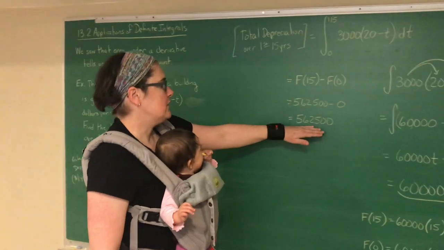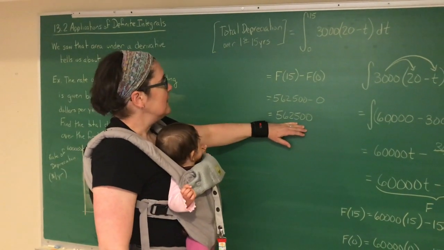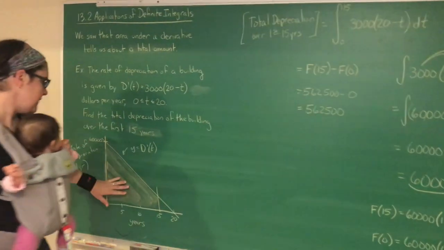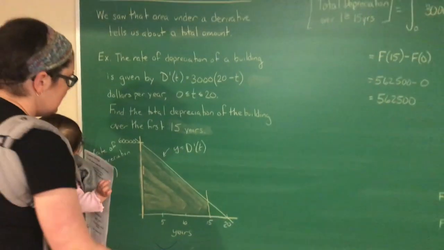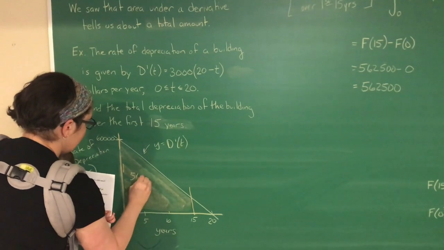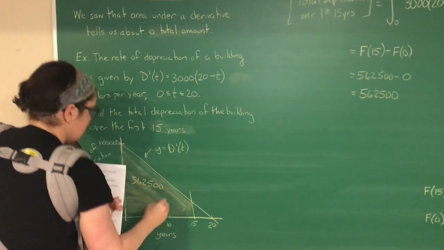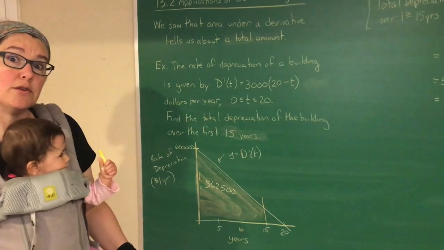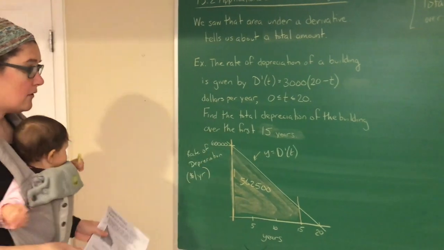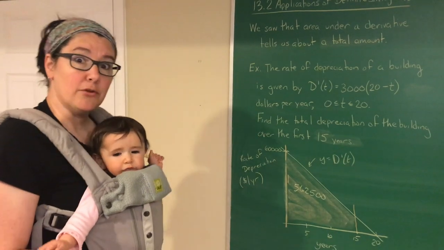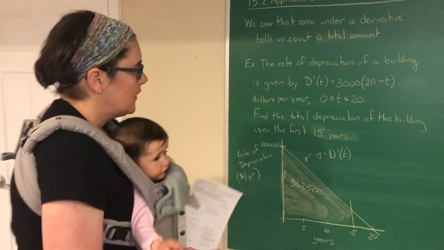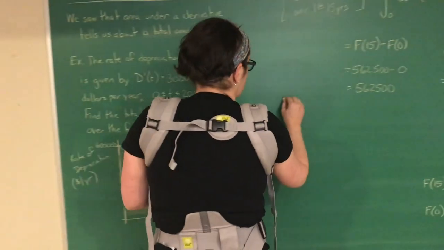This number says that the area under our function, under our derivative, between 0 and 15, is equal to 562,500 as an area in square units. But in terms of our particular example, let's talk about what this value means and what label should go on this value.